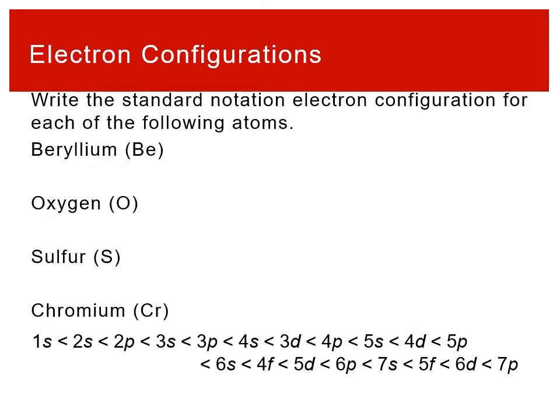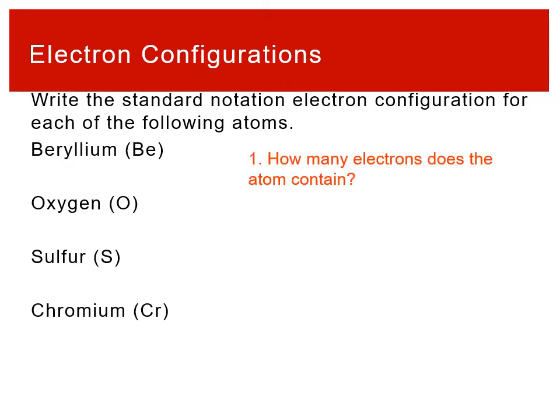We're going to look at some more examples of writing standard notation electron configuration. I have beryllium, oxygen, sulfur, and chromium. These are 4 that I want to be able to write electron configurations for. The first question I always want to ask is how many total electrons do I have? How many electrons am I trying to assign? Because I need to know how many I'm putting in to figure out where they're going to go.